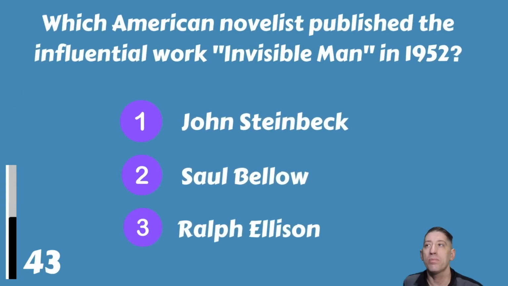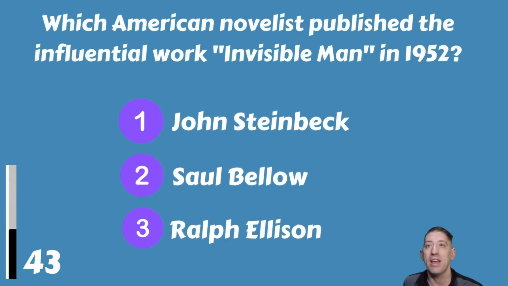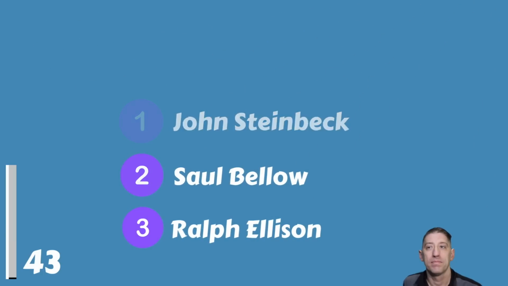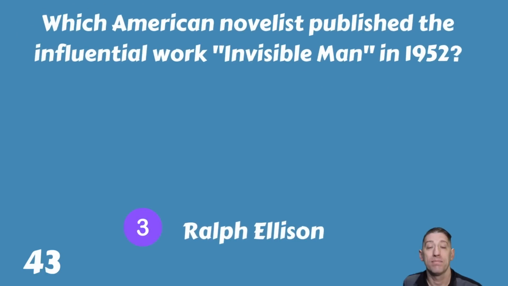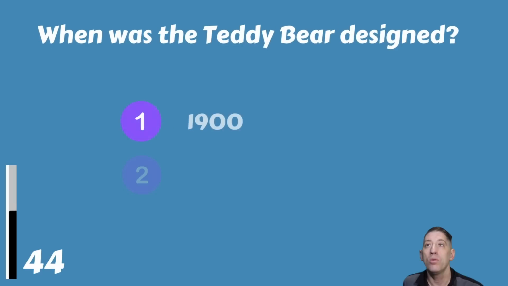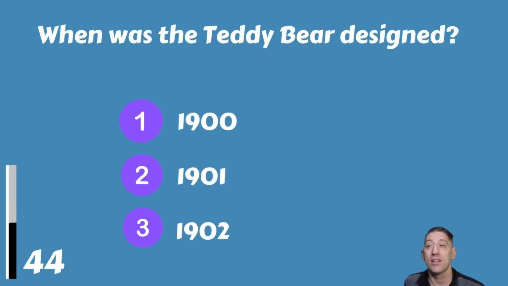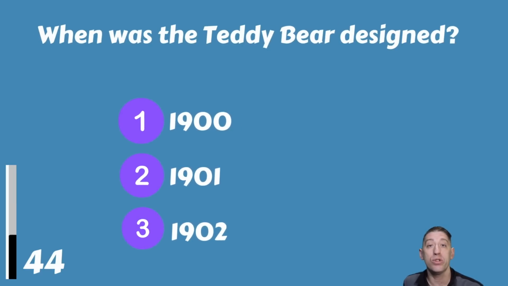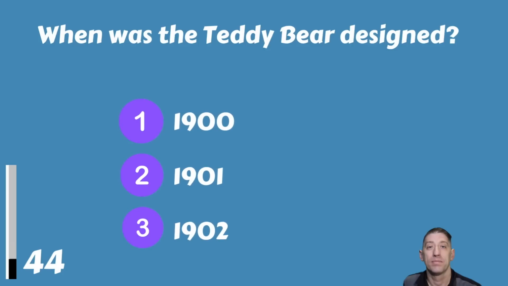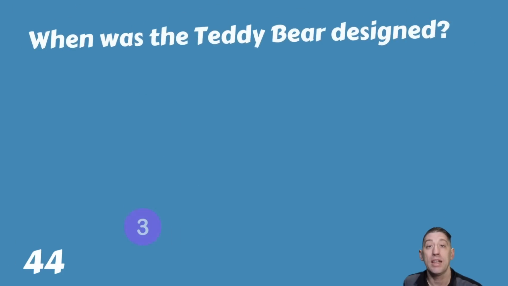Which American novelist published the influential work Invisible Man in 1952? John Steinbeck, Saul Bellow, or Ralph Ellison? Ralph Ellison. When was the teddy bear designed? 1900, 1901, 1902? 1902.